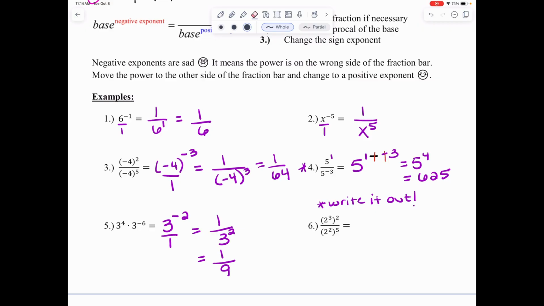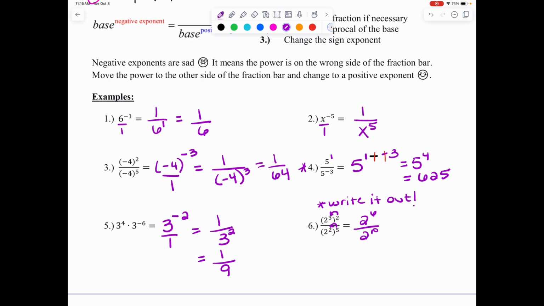In 6, we have power to a power on the top and the bottom, also with division. So we want to take care of our power to a power first. 2 times 3 would give me 2 to the 6th. We're multiplying for power to a power. 5 times 2 would give me 2 to the 10th.